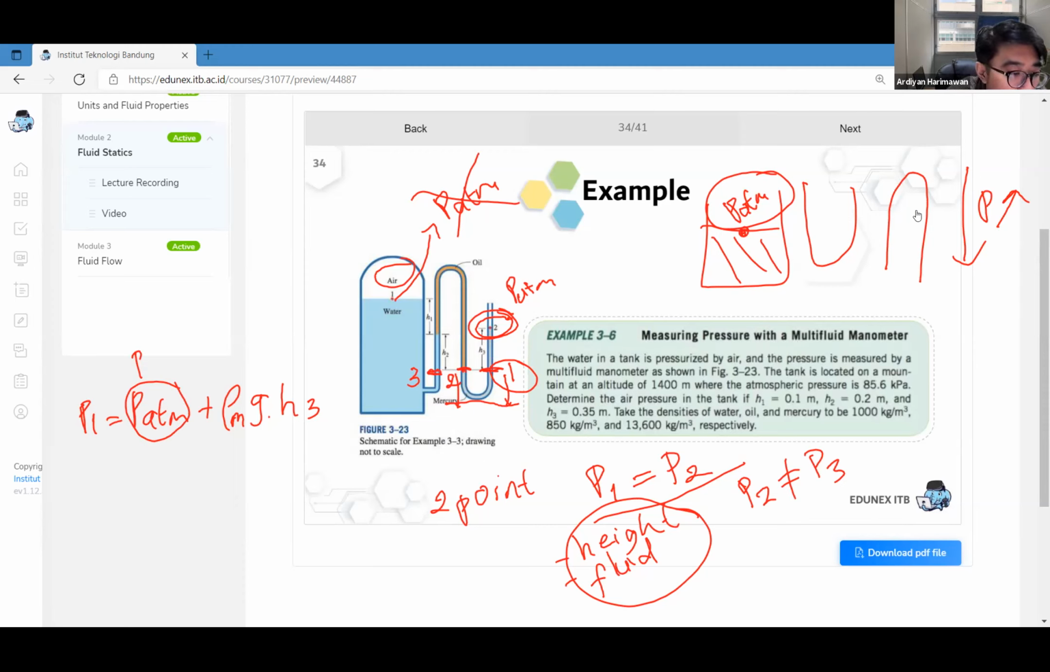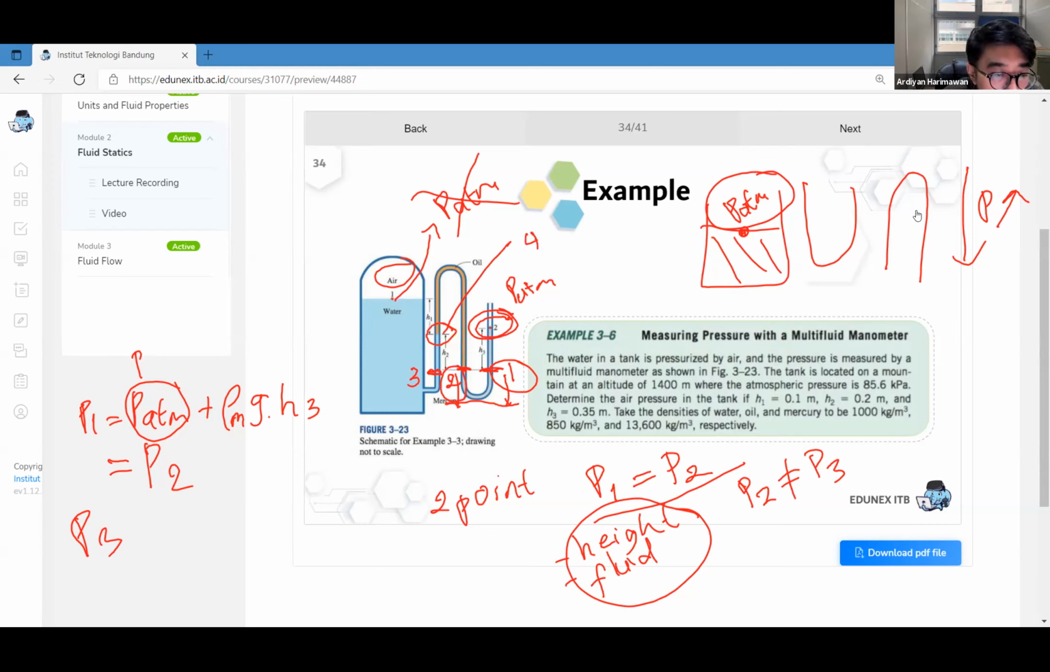Okay, it will be the same as P2. P2 is here. Okay. How to calculate pressure at point 3? Because it's not the same as P2, you need to calculate the pressure first at point 4.